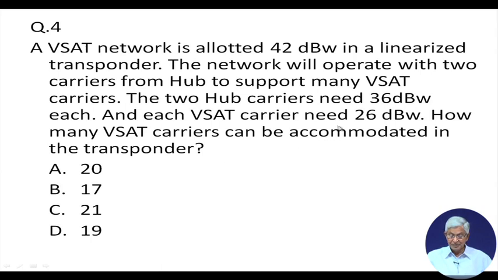You have to go into power: how much power out of the total power available for this network is taken by the hub carriers, and then the rest of the power has to be distributed equally among the 26 dBW carriers. So, how many such carriers can be supported by the rest of the power? Options given are 20, 17, 21, 19 like that. So, let us see how you calculate.